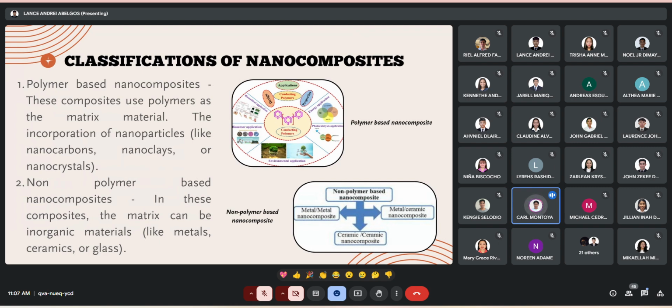For the application ng ating non-polymer naman, kadalasan po siya ginagamit sa aerospace, sa defense, structural components where mas nangangailangan po ng high strength, thermal resistance, and stiffness po. Next slide po.